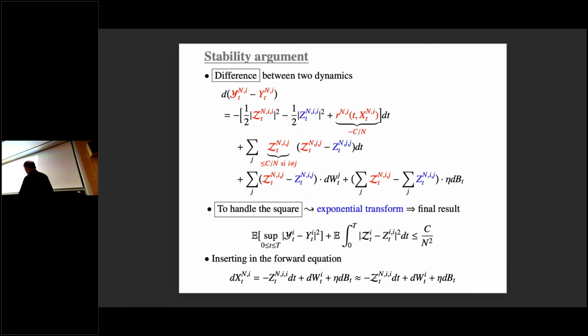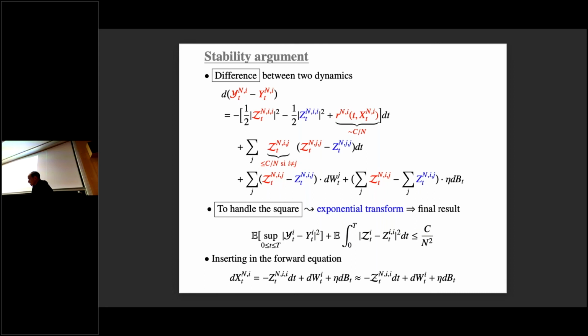I think that this is what I wanted to say here for this analysis. So as a summary, you solve the PDE in infinite dimension, you project it back in finite dimension, and you expand the solution to this PDE along the particle system. This is the way it works.